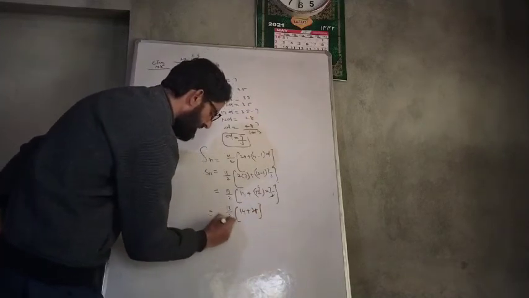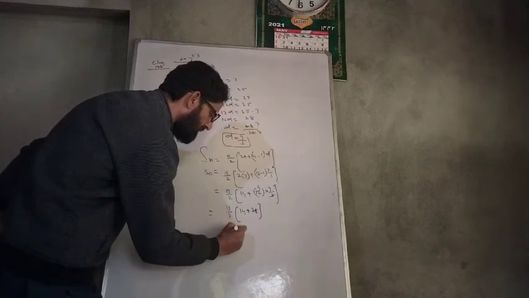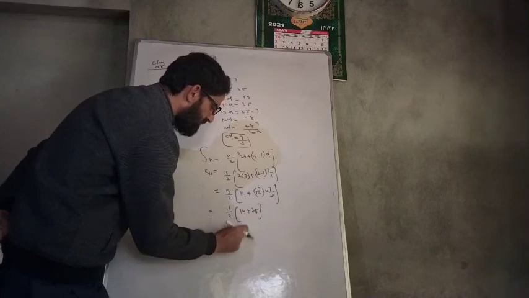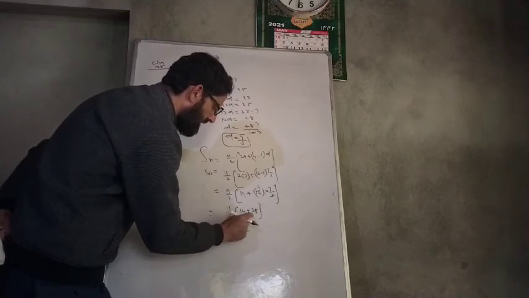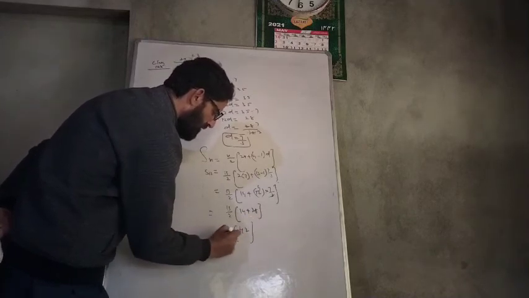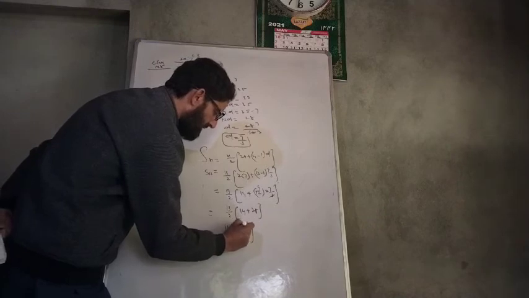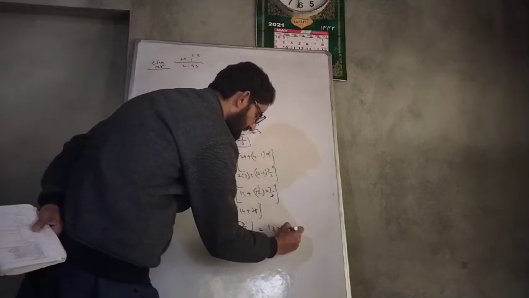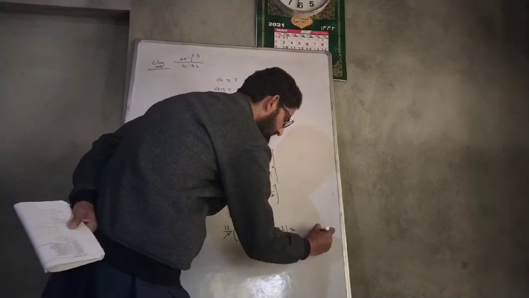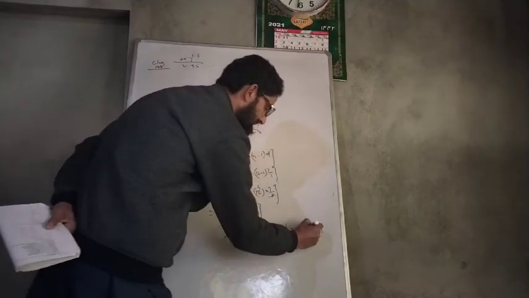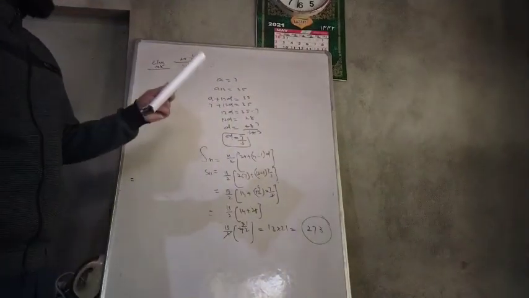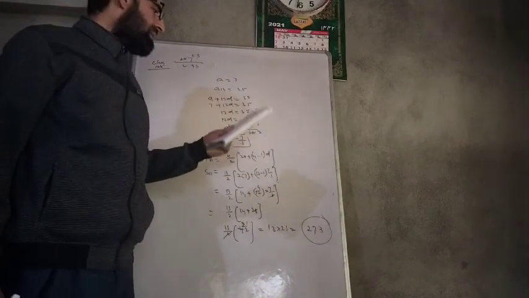So this is further equal to 13 divided by 2 into 42. 2 twos are 4, 2 ones are 2. So this is 13 into 21. 13 ones are 13, 13 twos are 26, so 273. So this is the answer, the sum of 13 terms of an AP.